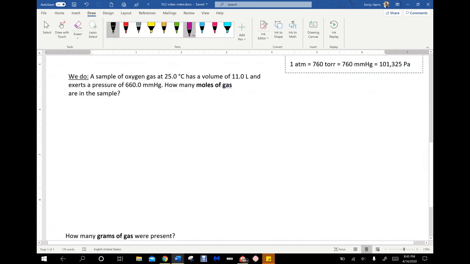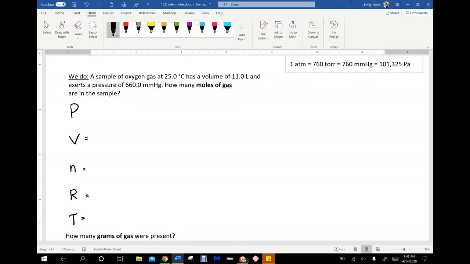All right, so let's start with the same process and list out our variables: pressure, volume, number of moles, the R value, and the temperature. Then we'll go through and fill in what we know. They tell us the pressure is 660 millimeters of mercury. They tell us the volume is 11 liters. We're looking for the number of moles.